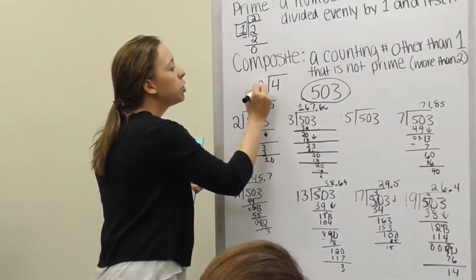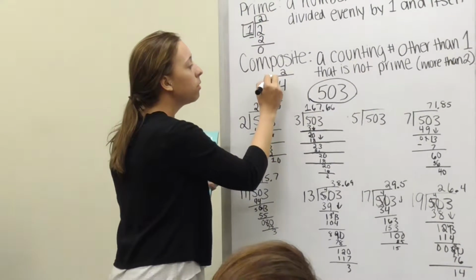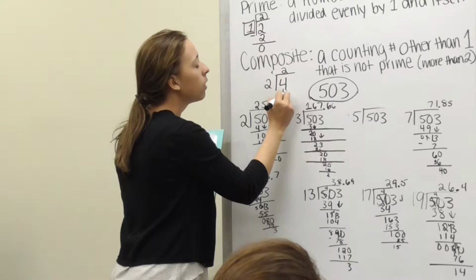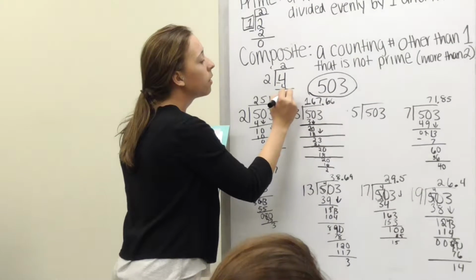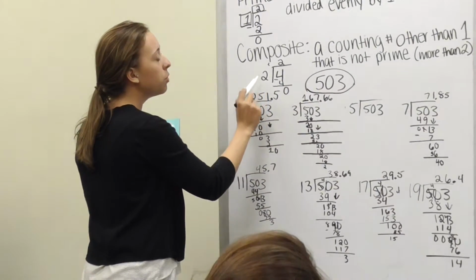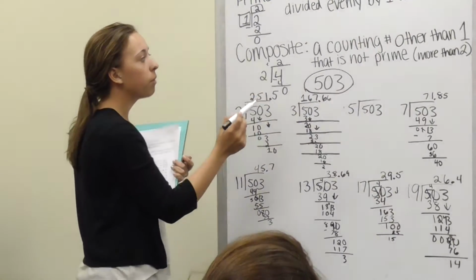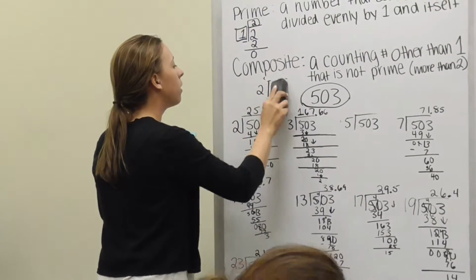And for a composite number, let's give an example of 4. How many times does 2 go into 4? 2. So we put that up there, and 2 times 2? 4. And 4 minus 4? 0. So 1 can go into 4, 2 can go into 4, and 4 can go into 4, which makes it a composite number. That makes sense.